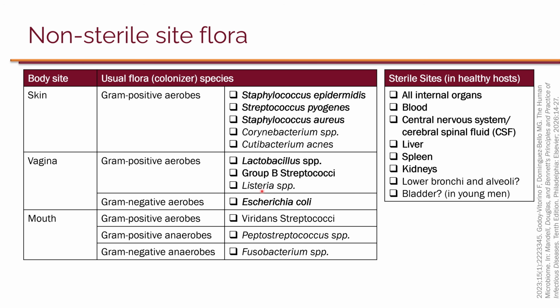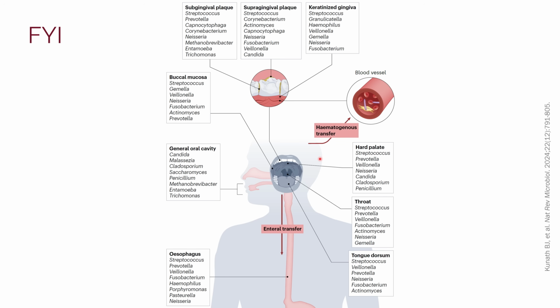Other organisms include Listeria and E. coli. In the mouth, we do have an oral microbiome, so typically Streptococci species and some of the anaerobes, including Peptostreptococcus and Fusobacterium. And this slide is just an FYI, just to show you essentially the depth of the oral microbiome. So inside the mouth, even at different regions of the mouth, you will anticipate different organisms present. And of course, some of these can lead to health issues, especially when you consider gingivitis and other dental issues that you can discuss with your dentist.